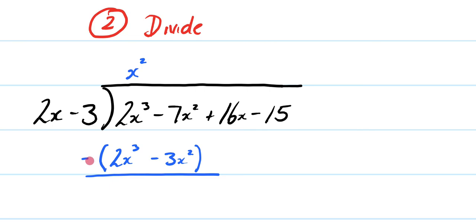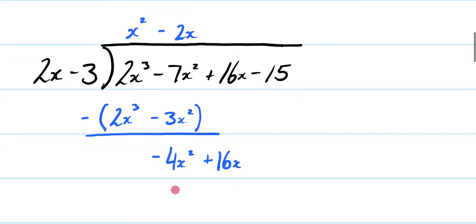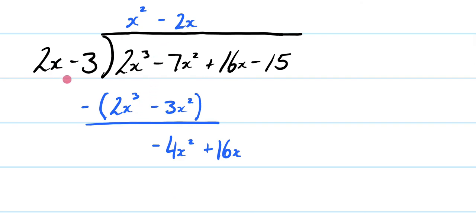Negative 7x squared minus negative 3x squared, that's going to be negative 4x squared. Then I'm going to drop this down to get plus 16x. Then I'm going to go, how many times does 2x go into negative 4x squared? It goes in negative 2x times. I know that because negative 2x times 2x is negative 4x squared. Then negative 2x times negative 3 is plus 6x.